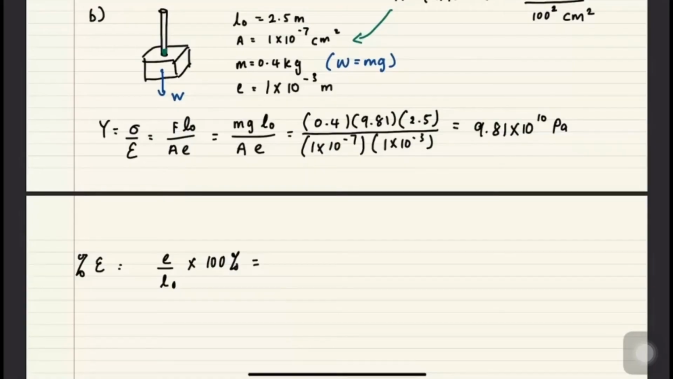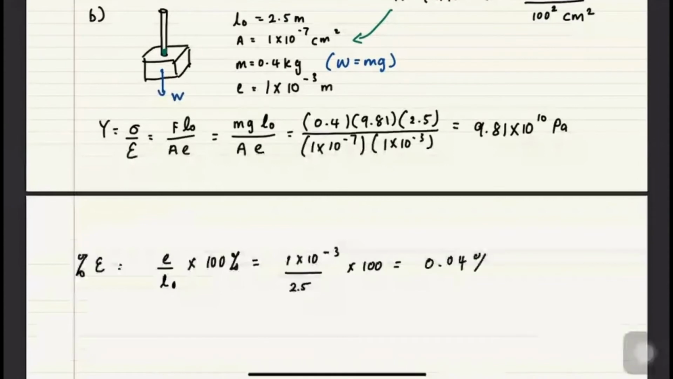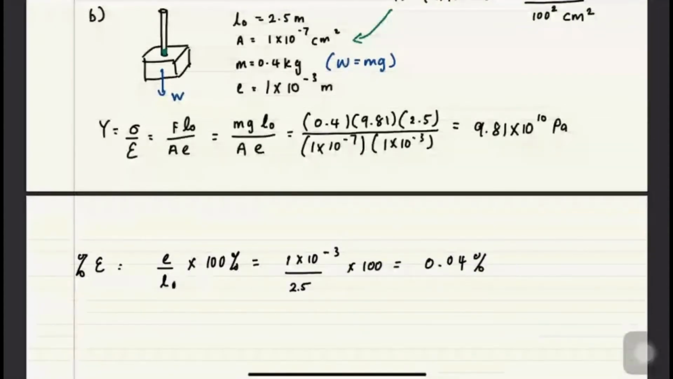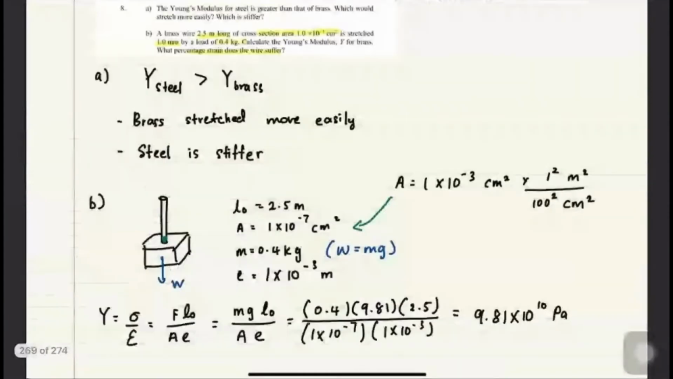So then you will have E is given 1 times 10 to the power of negative 3 divided by initial length, which is 2.5, multiply with 100. Did you get it? Okay, is the answer the same? Same, sir. Okay, good.